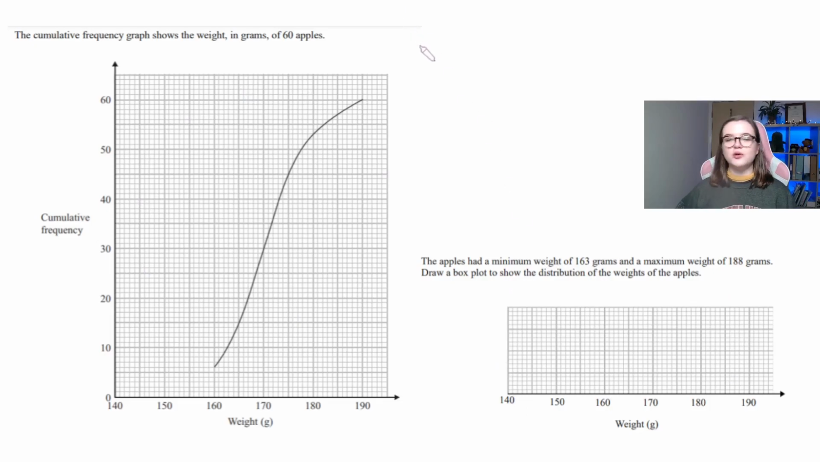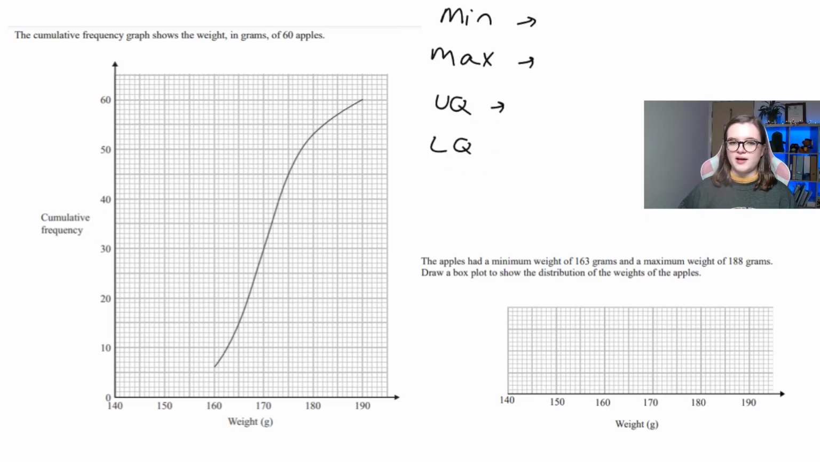So you still need all the same lines on it. You still need min and max, so tallest and shortest, or heaviest and lightest. You need those. And then you need upper quartile, you need lower quartile, and you need median. Still need all those 5 points. Okay, so min and max, that's easy. That's what they've told you. So minimum is 163. Maximum is 188.